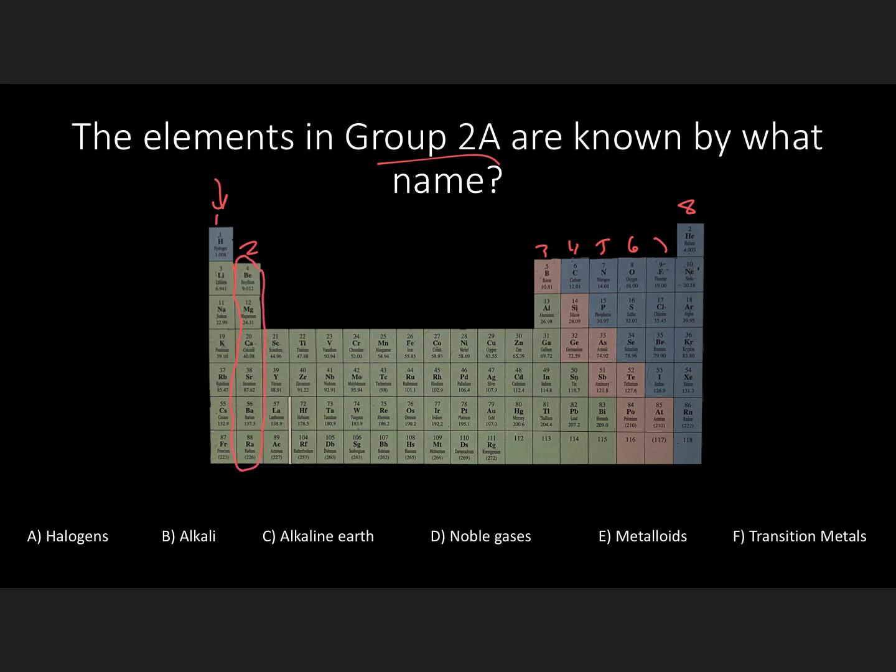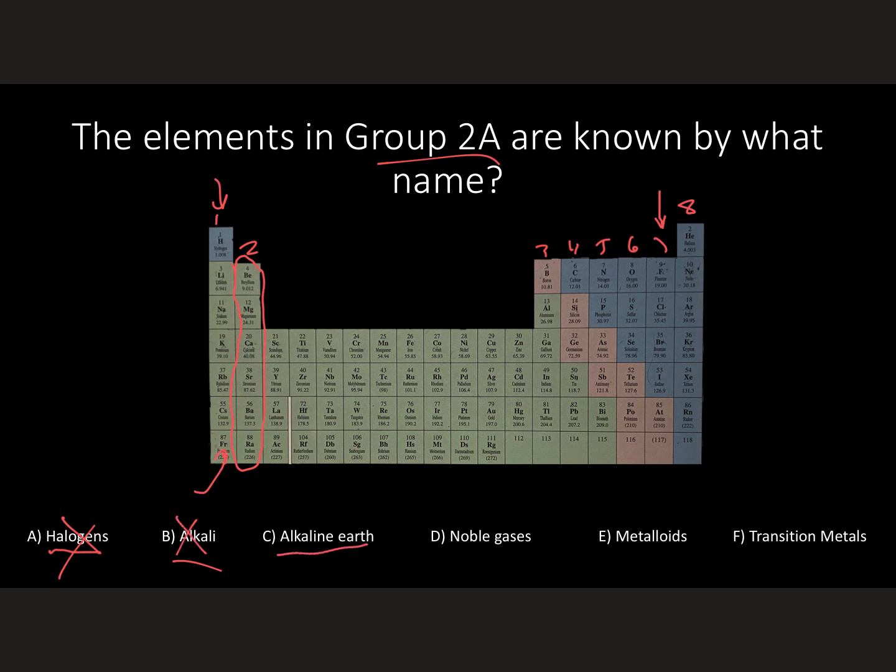Okay, and let's look at our answer choices, halogens. So just so you know, halogens are right here. So that's group 7, not that one. Alkali, so alkali metals are group 1. So it's not that one.